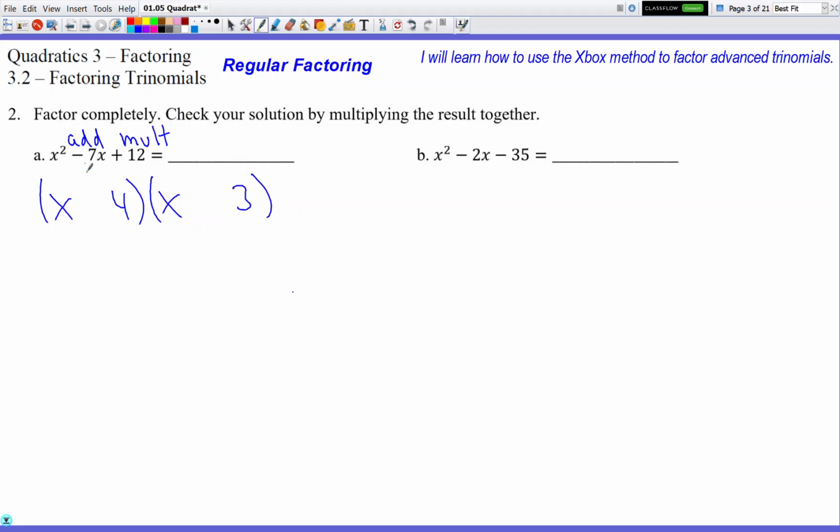Yeah, it does. It makes positive 7. But we don't want positive 7. We want negative 7. So here's what you do. You just change 4 and 3 into negative 4 and negative 3, and your puzzle has been solved, right? Negative 4 times negative 3, that's positive 12. Negative 4 plus negative 3, that's negative 7. So this problem is done.